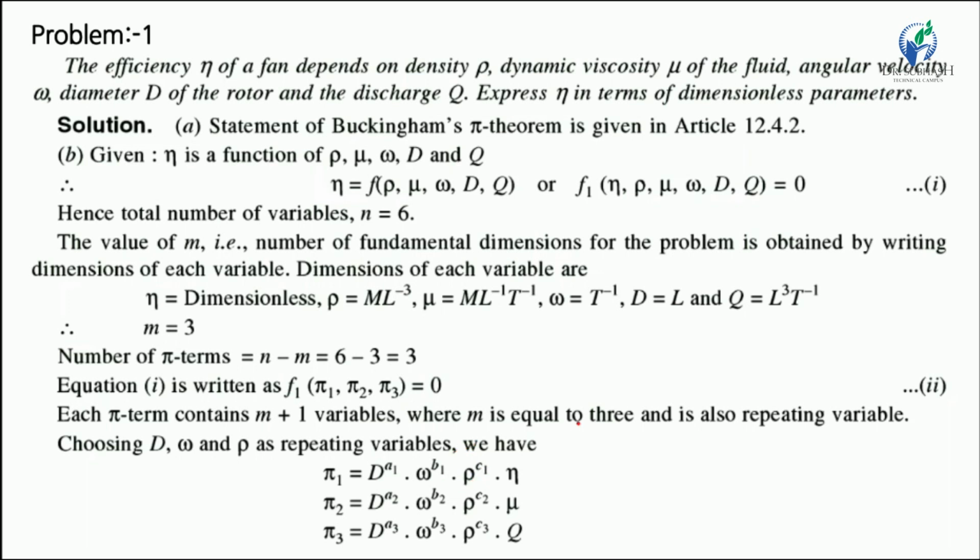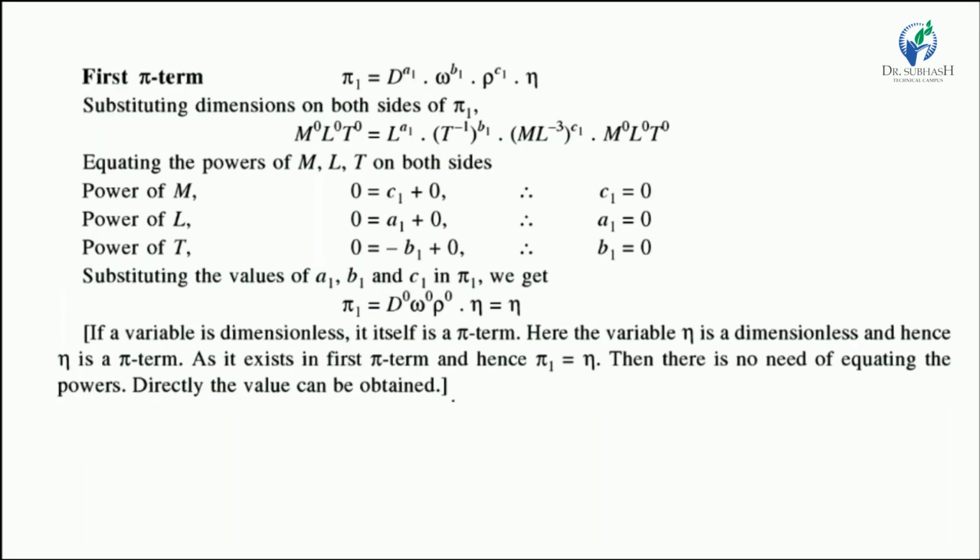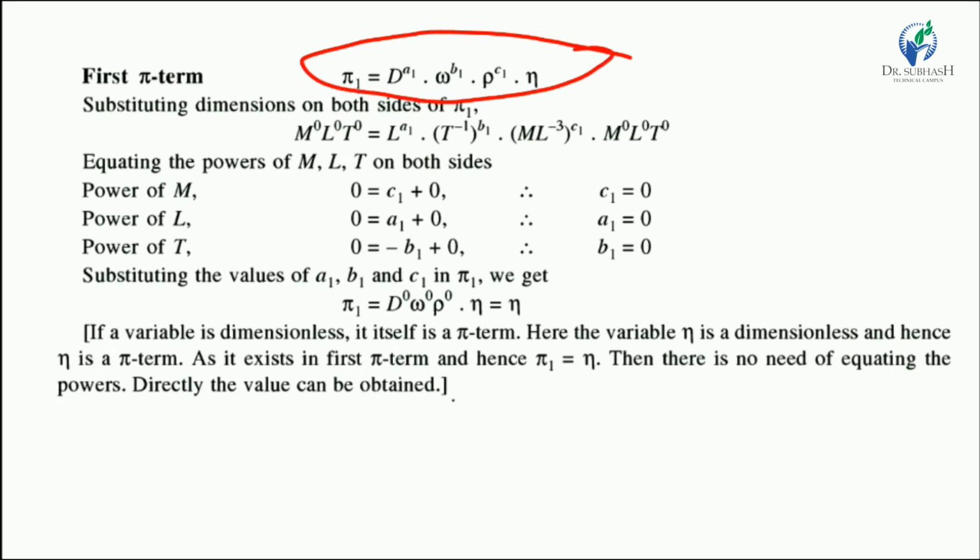Okay, and now the fourth repeating variable is any left variable we have taken in any one pi term. So here is the efficiency, here is the kinematic viscosity, and discharge Q. Now take the first pi term and write the pi term in the form of powers, which we have found at the start.